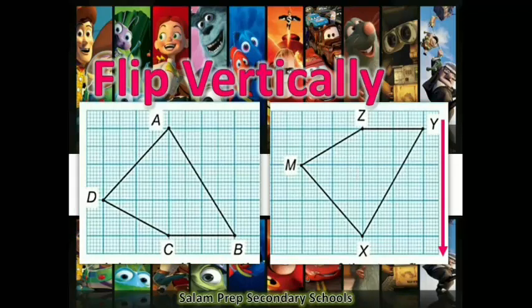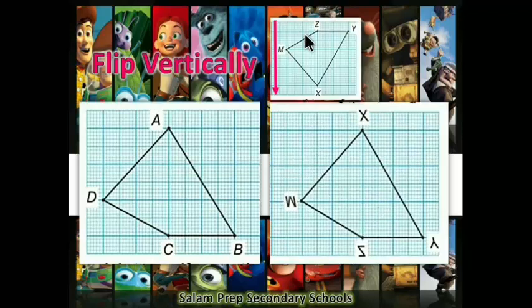Now we want to verify that two shapes are congruent. So we need to flip this shape vertical. Flip vertical means move this shape from above to down. Okay? Like this. When we flip this figure vertical, we move it from above to down like this.